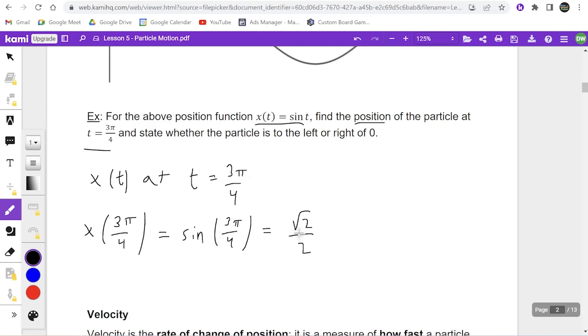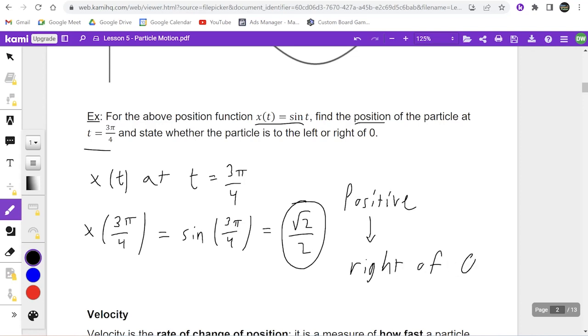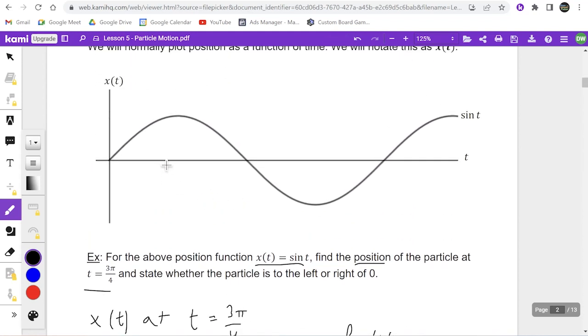So anyways, we get root 2 over 2. That's our position. And since it's positive, we would say that's to the right of 0. And there we go. That's the first one. Oh, and by the way, just to prove that we did this right, let's look back up at this graph right here. If you remember the sine graph, you'll know that one complete revolution happens right here at 2 pi.